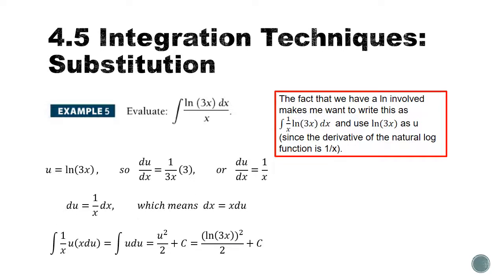Okay, so if u is the natural log of 3x, then du/dx is 1 over 3x times 3, or du/dx is 1 over x, which means du is 1 over x dx, which means dx is x times du. So that gives us the integral of 1 over x times u times x du. Well, the x's cancel. So I have the integral of u du, which is u squared over 2 plus c, which is the natural log of 3x squared over 2 plus c.